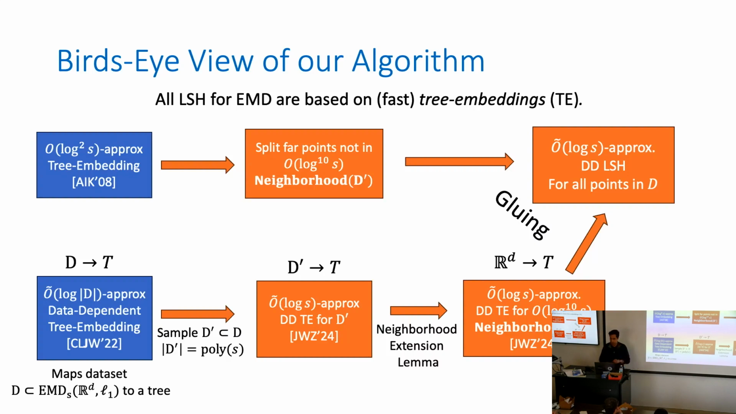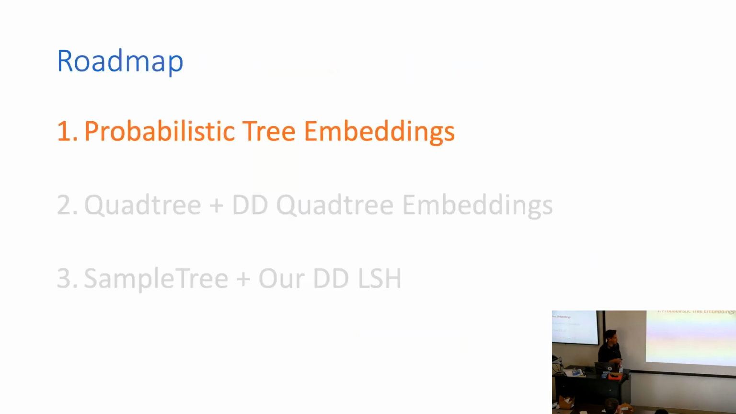Wait, so that's an algorithm for the search. That's not an algorithm for LSH. Yeah, so there's going to have to be some way to glue these two LSHs together. So I see, we're going to have one LSH here. So both of these are tree embeddings into a tree. I'll give you two slides. Yeah, actually, next slide, one after this one.